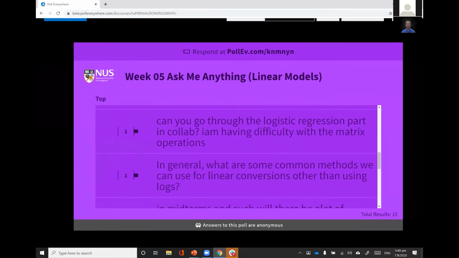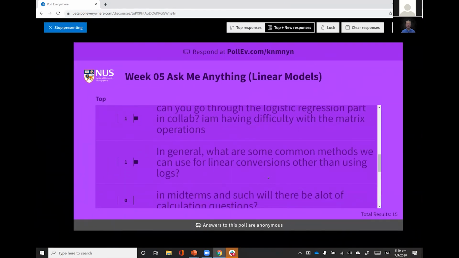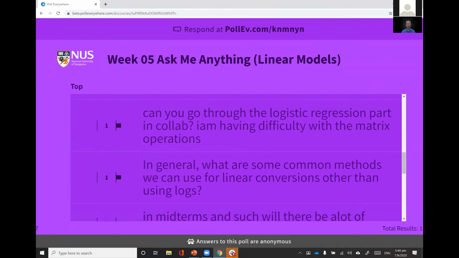In general, what are some common methods we can use for linear conversions other than using logs? Okay, there are lots. If you are able to take a more advanced class than what we can offer in this course, I highly encourage you. There are lots of really cool things in math, for example, kernel functions and radial basis functions. Those are ways to get an infinitely large dimensional space at very little cost through the elegance of mathematics. But unfortunately, we don't go through that much.